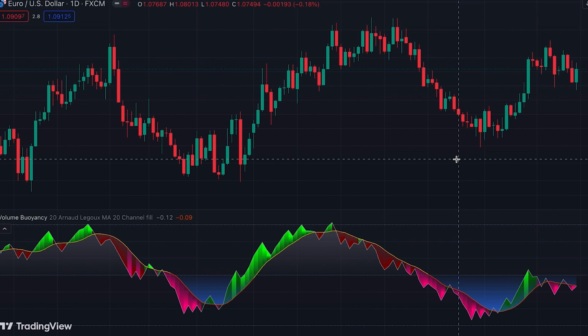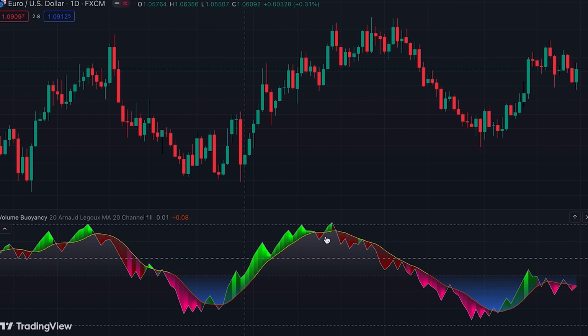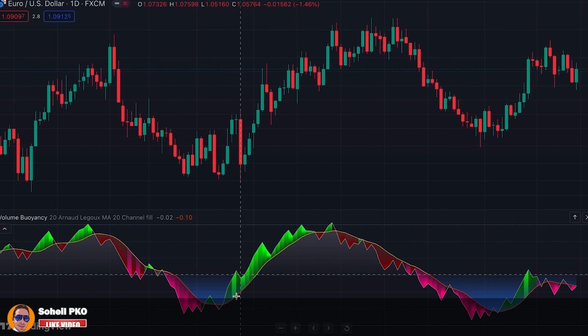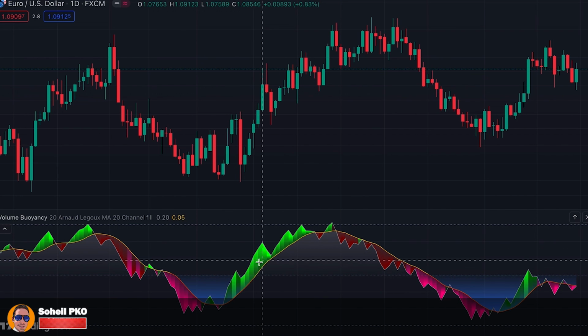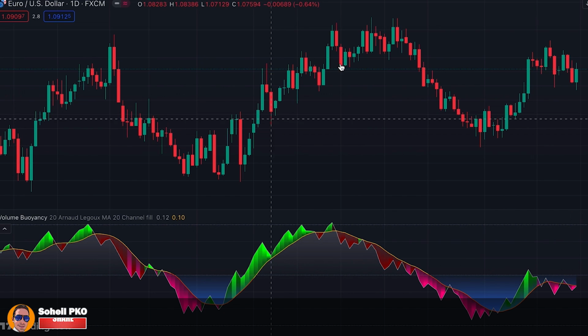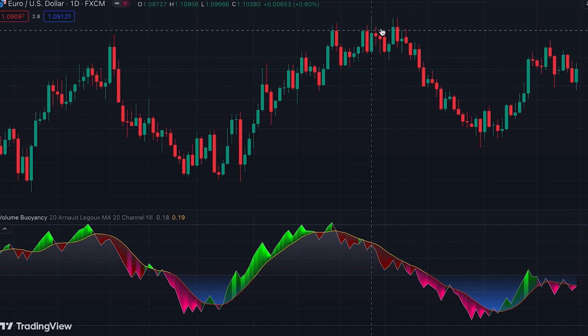To get earlier signals on the changes that are happening in the market sentiment, we can use the crossover of the buoyancy line and its moving average line. When the buoyancy line is above its moving average line, the channel between them becomes green and it shows bullish sentiment and advancing of the price, and when the buoyancy line goes below its moving average line, it shows bearish sentiment and so declining of the price.